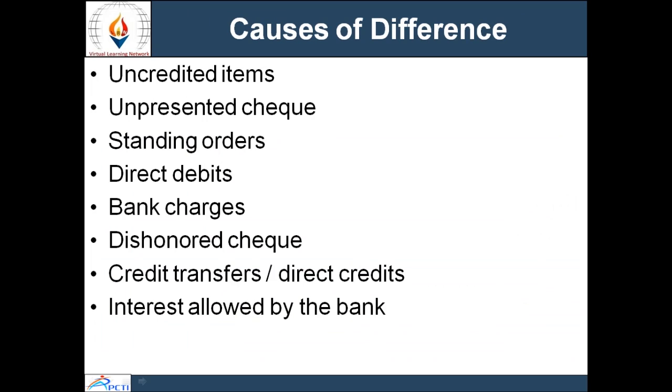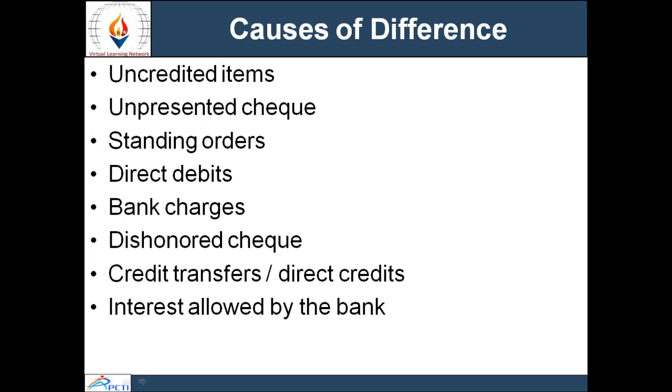Causes of difference. First of all, uncredited items. They are deposits paid into the bank. These items occurred too close to the cut-off date of the bank statement and so do not appear on the statement. They will appear on the next statement. Second is unpresented checks. They are checks issued by the firm that have not been presented to its bank for payment. Next is standing orders.